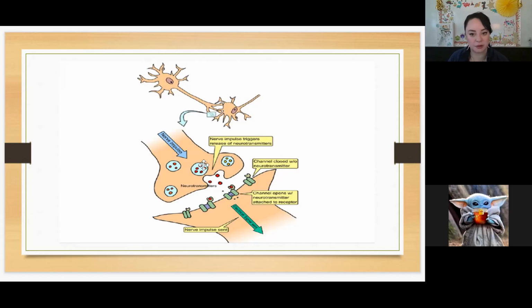These chemicals, the little red dots and the bubbles here, are released from the terminals, and they're going to stick to or bind to receptors on the other side. And again, the other side could be the dendrites of the next neuron because we have to send more messages, or it could be receptors on a muscle tissue to make the muscle contract, whatever it might be.